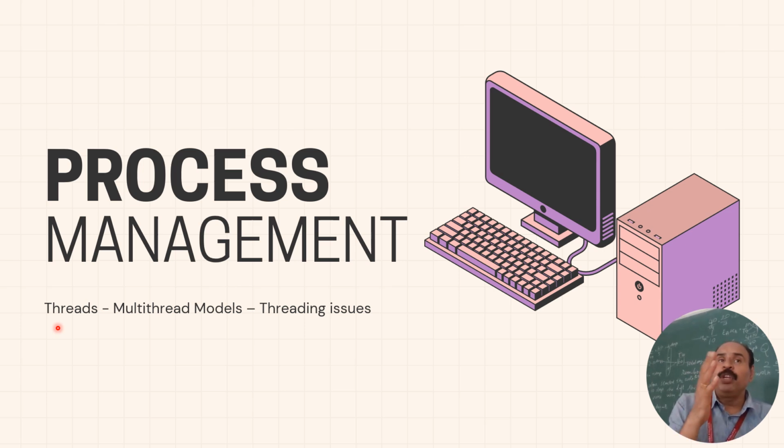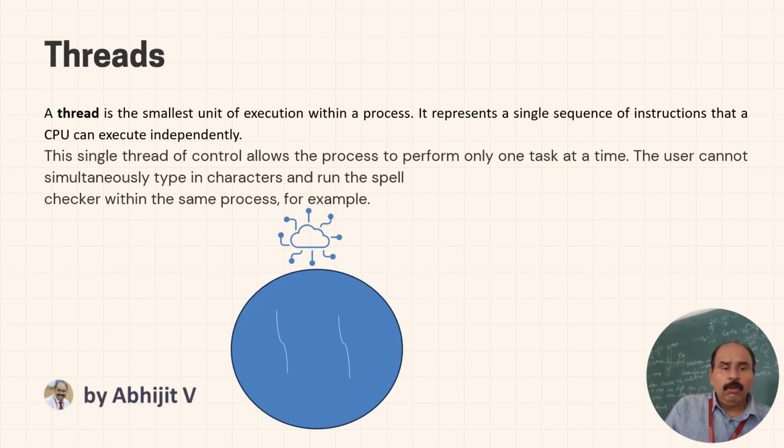In the last class I gave you an introduction to CPU scheduling and the different kinds of CPU scheduling algorithms. So what is a thread? A thread is the smallest unit of execution within a process. So you have a process, let us consider this to be a process. In that process, the small units are called threads.